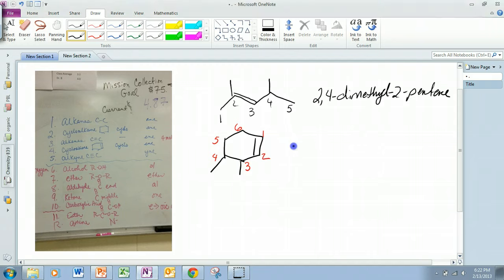So this would be 3,4-dimethyl-1-cyclohexene, and you don't need that 1, but you can put it in.